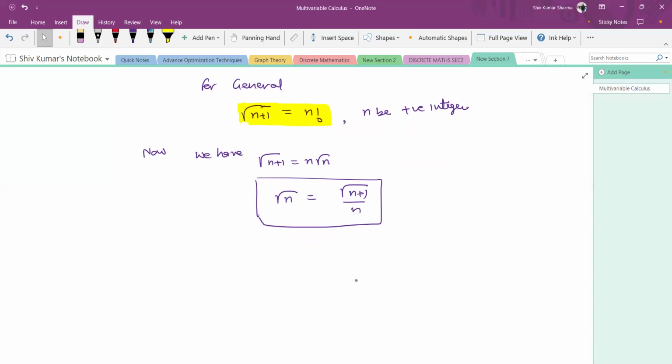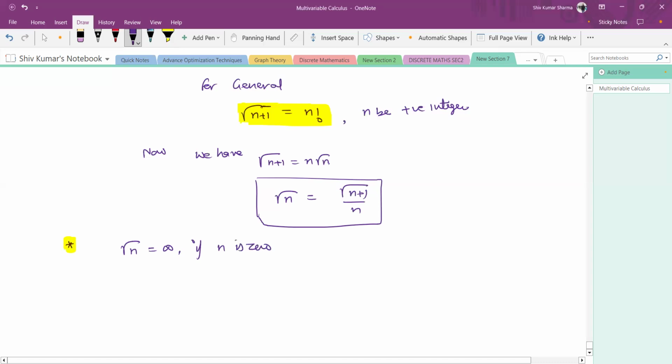Now we have some important properties also. When we calculate the value of gamma n, we have one property: gamma n is equal to infinity if n is 0 or a negative integer. You remember this? When n is 0 or a negative integer, gamma n gives us infinity. So how to prove this?